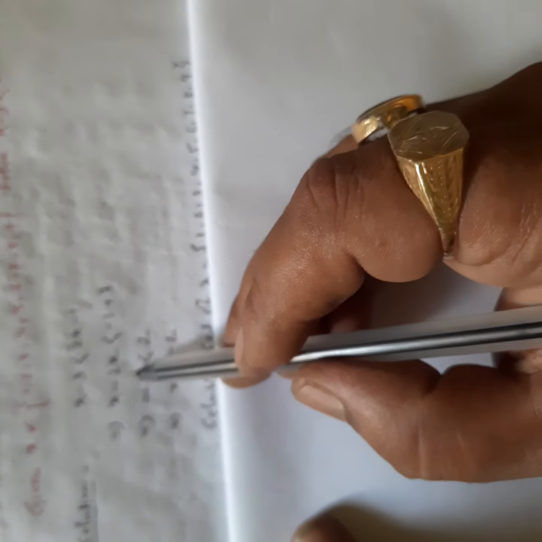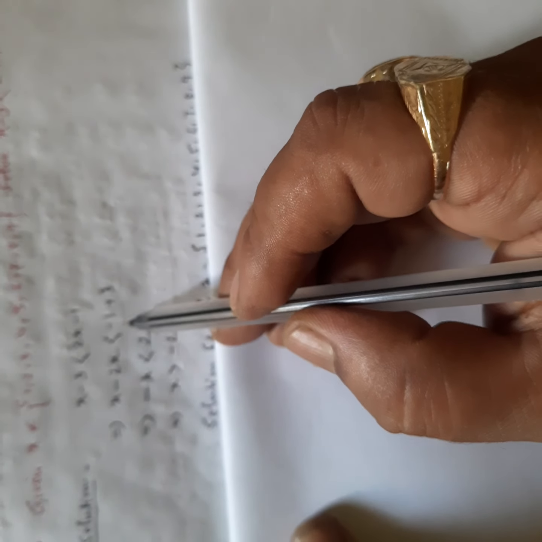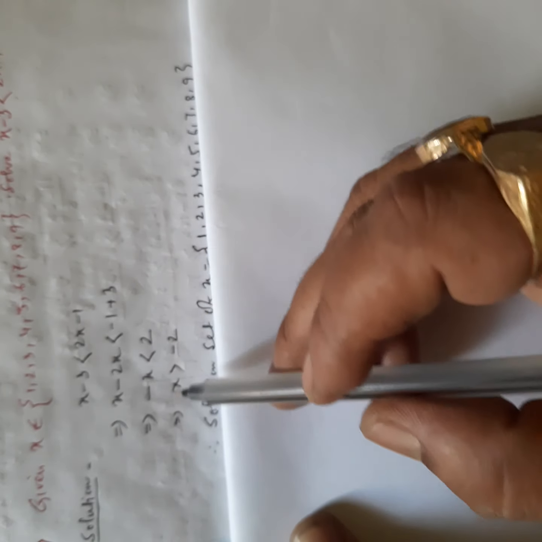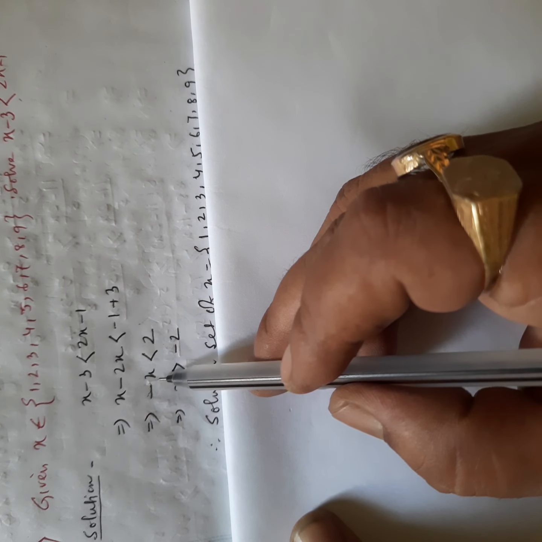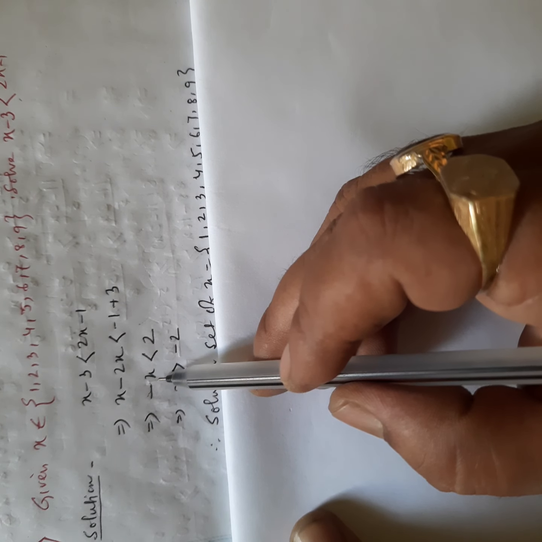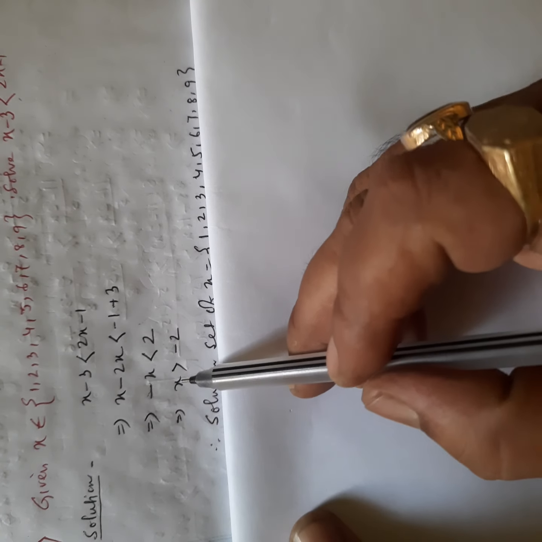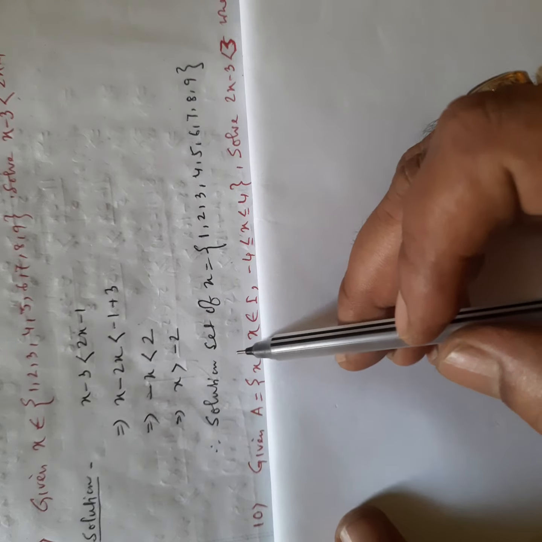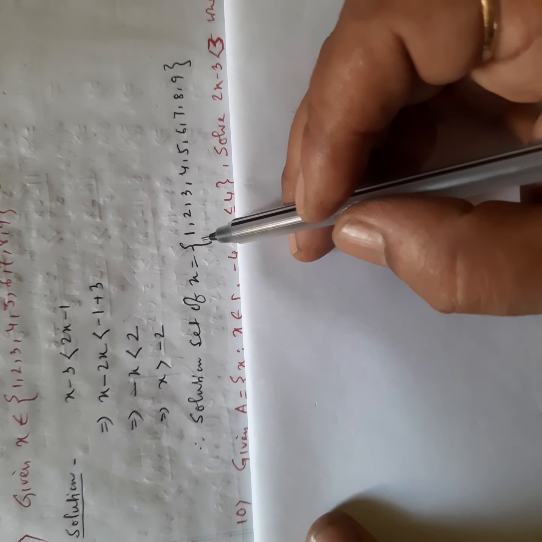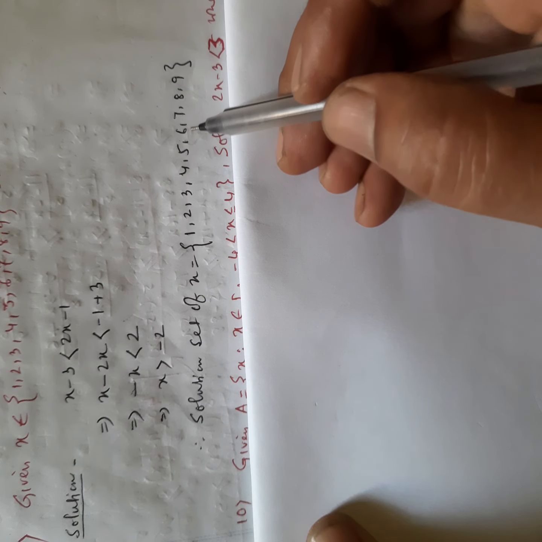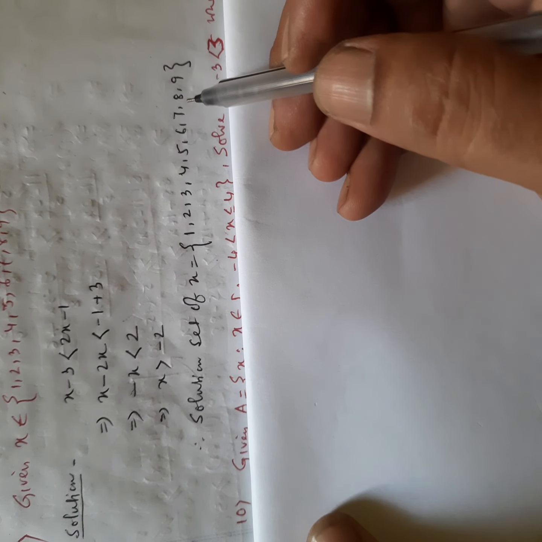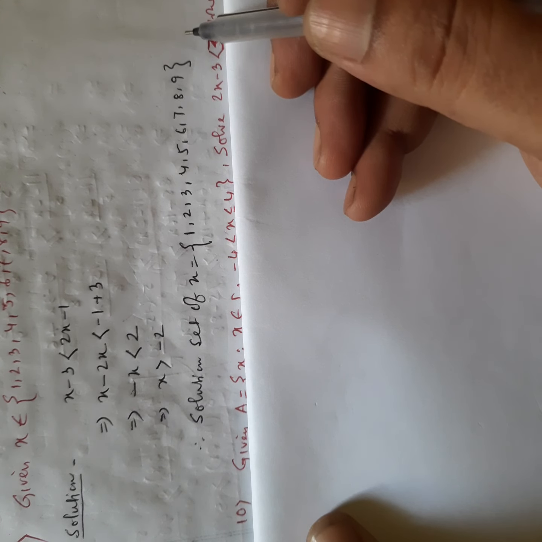This implies that x - 2x < -1 + 3. This implies that -x < 2. Again we get -x, so we must multiply by -1 on both sides, and when you multiply by -1 on both sides, the inequality sign is changed, so x > -2. Therefore the solution set of x is 1, 2, 3, 4, 5, 6, 7, 8, 9, since x belongs to 1 to 9.